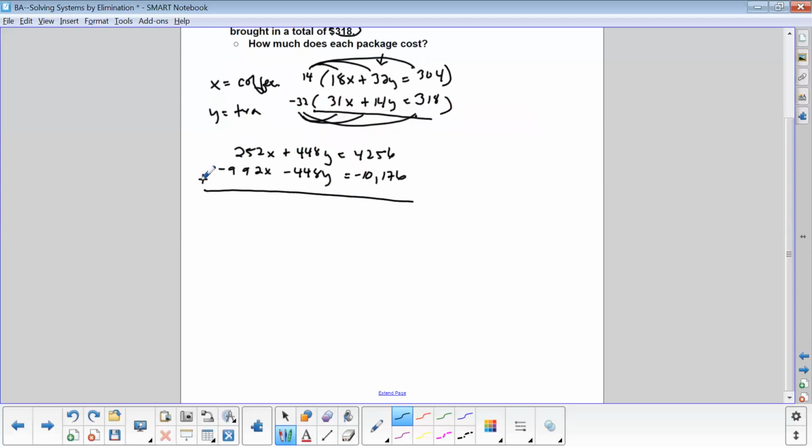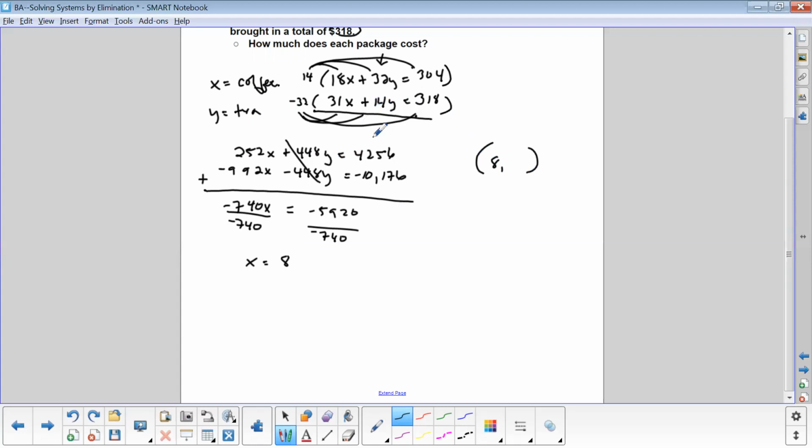So when I go to add the equations together, that eliminates and goes to 0. This would be 740x is equal to, when I add these together, I get 5,920. So I'm going to divide by negative 740, and I'm going to get x is 8. So over here I've got 8 comma something else.